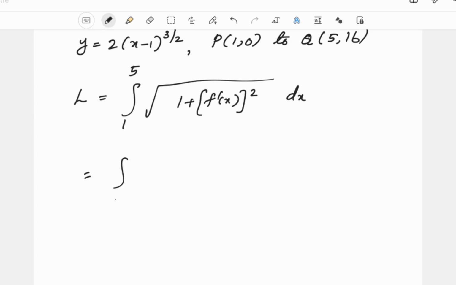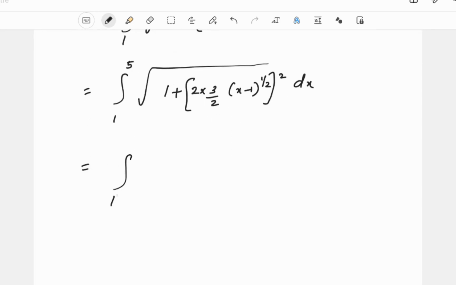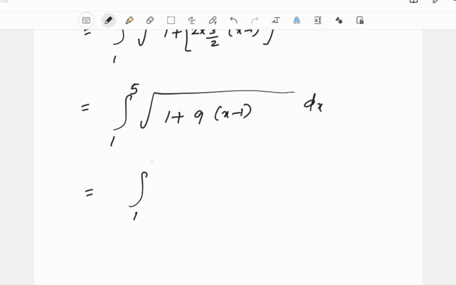That's equal to integral 1 to 5 square root of 1 plus (f dash of x) is equal to (2x minus 1) the whole raised to 1 by 2, the whole square dx, or that's equal to integral 1 to 5 square root of 1 plus 3 square, that is 9, (x minus 1) dx, or that's equal to integral 1 to 5 root of 9x minus 8 dx.